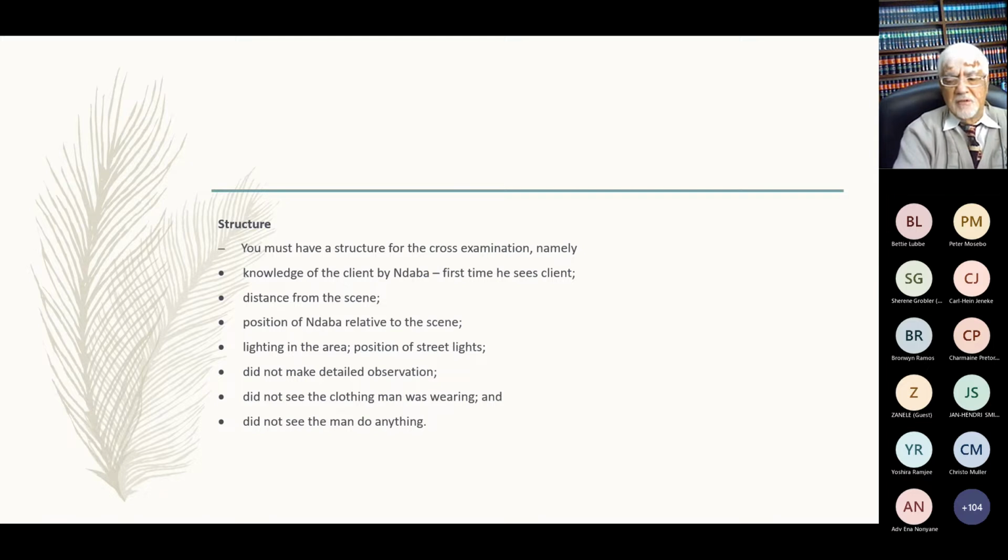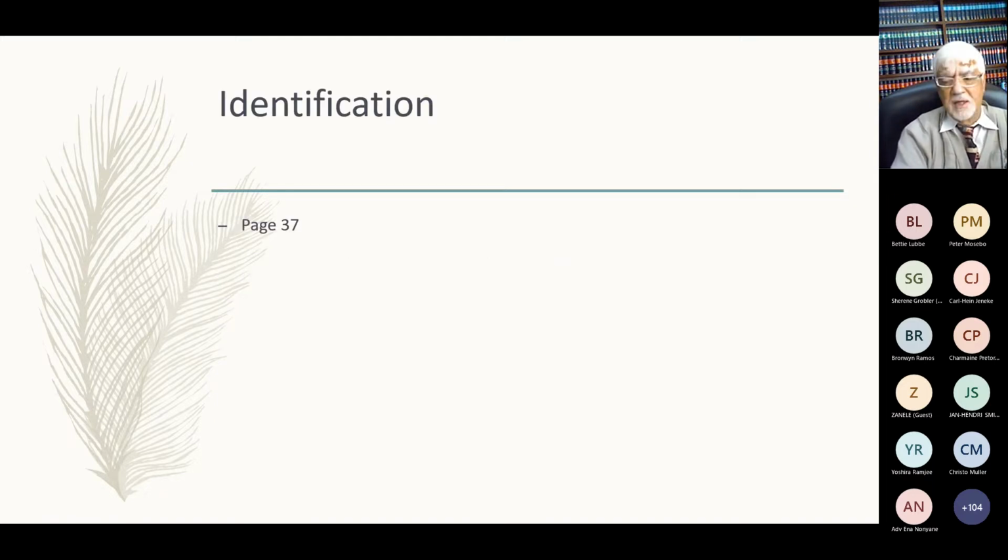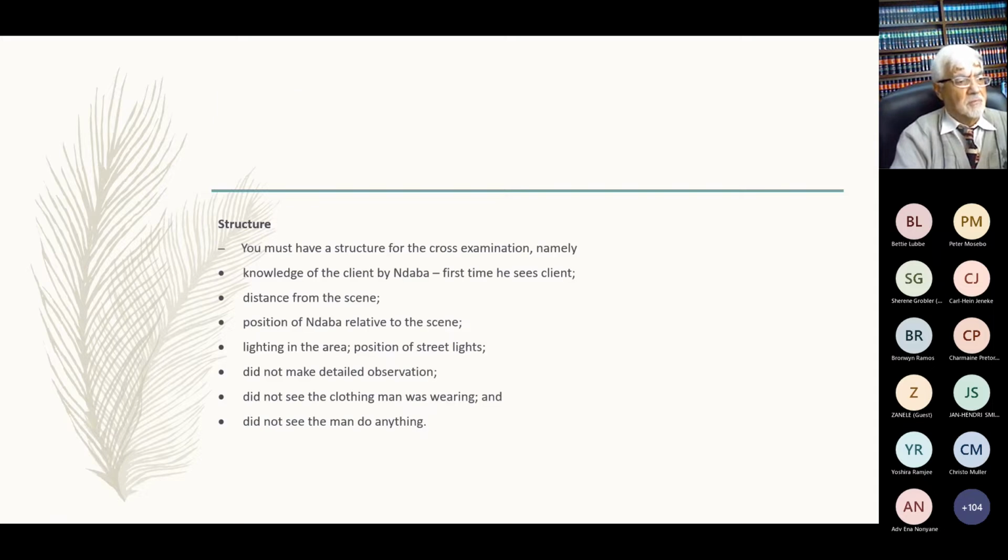Go to page 37 of the notes. You'll see an example of cross-examination for identification. Now, what you will see is that there was a structure. Knowledge of the client by the witness Ndaba. First time he sees the client. The cross-examination would look like this.